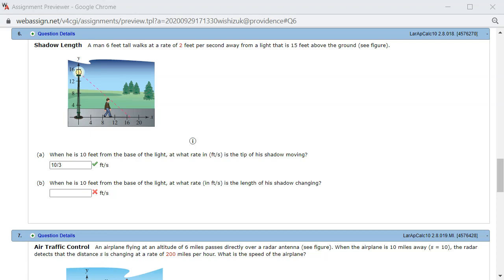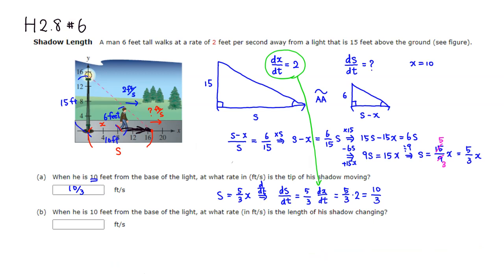When he is 10 feet from the base of the light, so it's the same time, at what rate is the length of his shadow changing? So what's the length of his shadow? The length of the shadow is from the person to the tip of the shadow, so it's actually just s minus x. So the length of the shadow is s minus x.